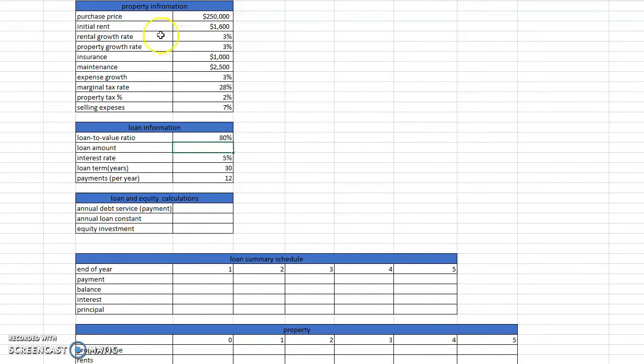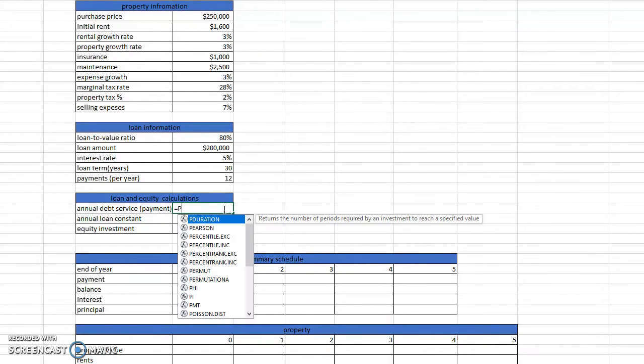These are our givens over here. We're gonna go ahead and start with the loan amount, and we can get that by doing our loan to value ratio times our purchase price. And then the annual debt service, which is our payment. We'll do the formula.